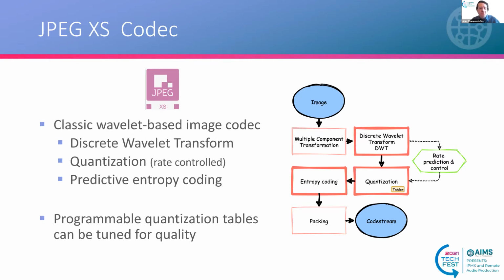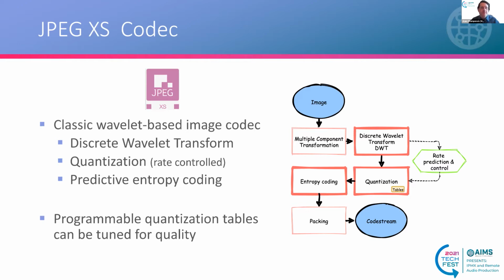Next is the quantization stage. Using directives from the rate control module, the wavelet coefficient bits are reduced. This reduction of bits is obviously done at the expense of quality, which can create specific types of artifacts that we will talk about later.